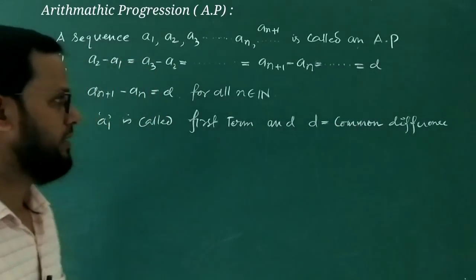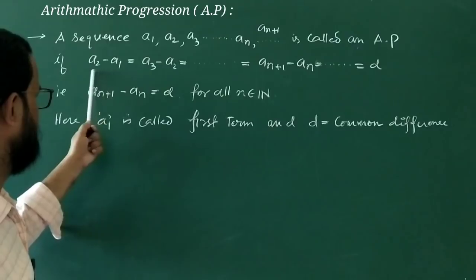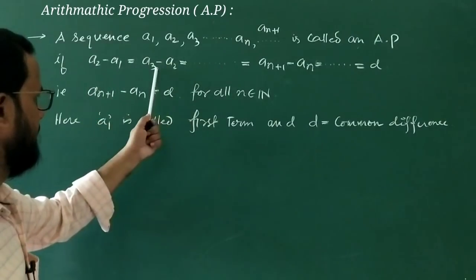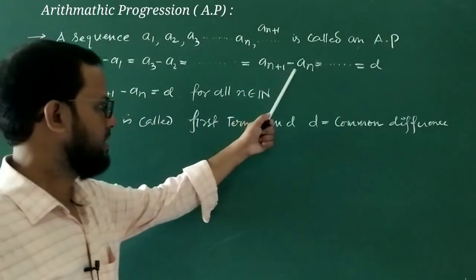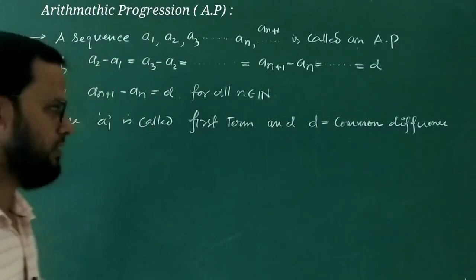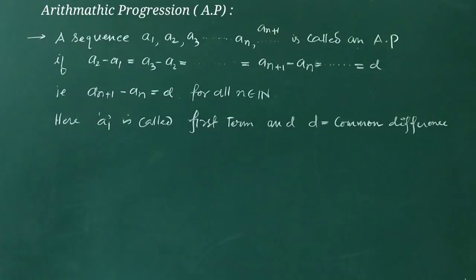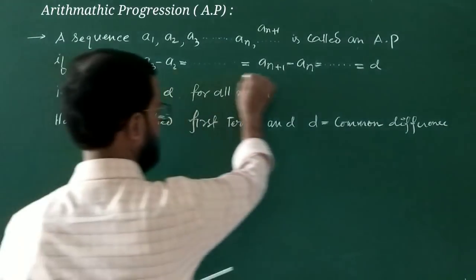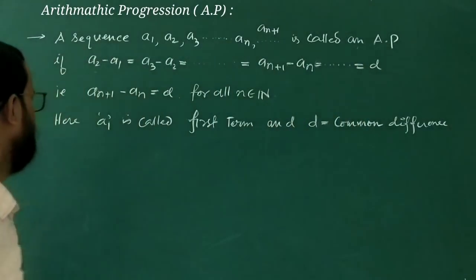Okay, and for every consecutive pair of terms, a2 - a1 equals d, a3 - a2 equals d, and a(n+1) - an is equal to what? d. Then such a sequence is called what? Arithmetic progression. All this can be written in a simple statement.